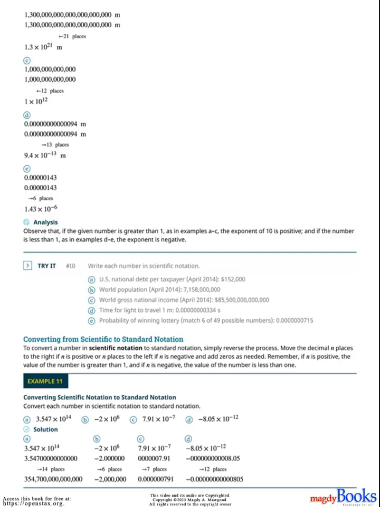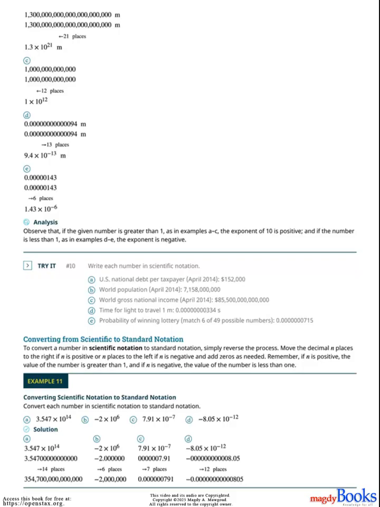B. Converting from scientific to standard notation. To convert a number in scientific notation to standard notation, simply reverse the process. Move the decimal n places to the right if n is positive, or n places to the left if n is negative, and add zeros as needed. Remember, if n is positive, the value of the number is greater than 1, and if n is negative, the value of the number is less than 1.